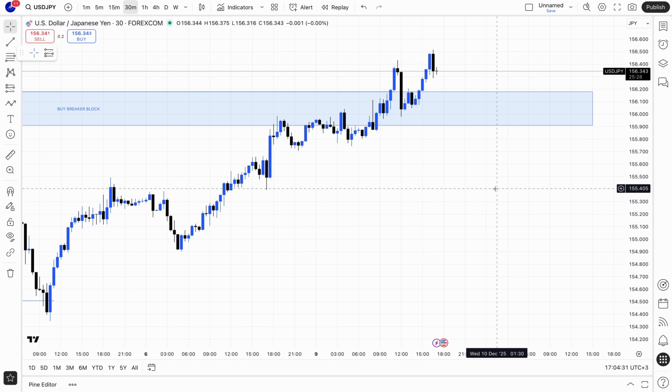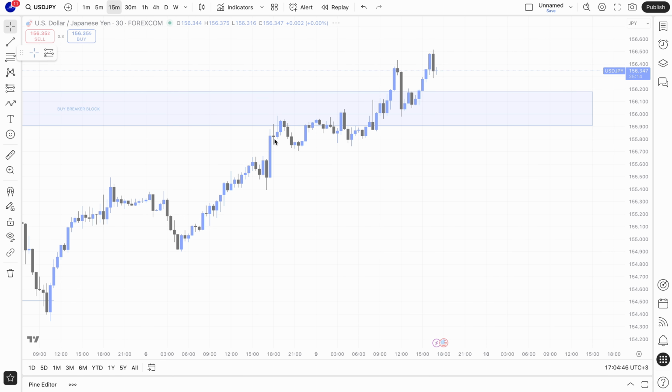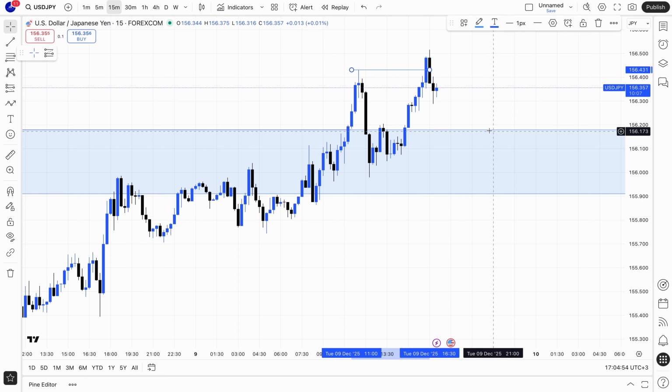Just have to learn to mark out those areas, those points of interest: supply zone, demand zone, breaker blocks, buy breaker blocks, sell breaker blocks, order blocks, right? Then you're good to go. You don't need to learn everything. You don't need to have many setups, right? So then this breaker block is already used.